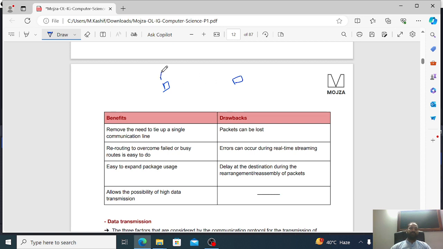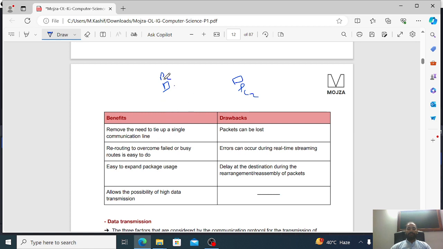So this is PC1 or your device 1, and this one is device 2. If there is a wired connection between two devices, it means data has only one dedicated path. If we remove this wire connection, it means there is a wireless connection. Wireless connection means data will be converted into data packets, and packets will move from different routes.